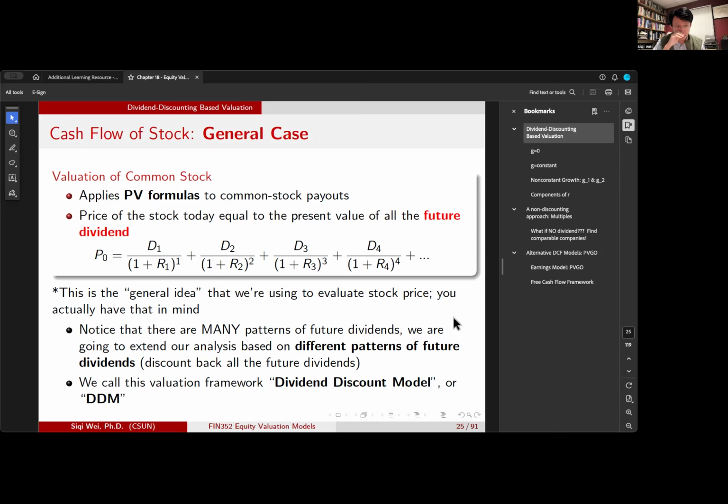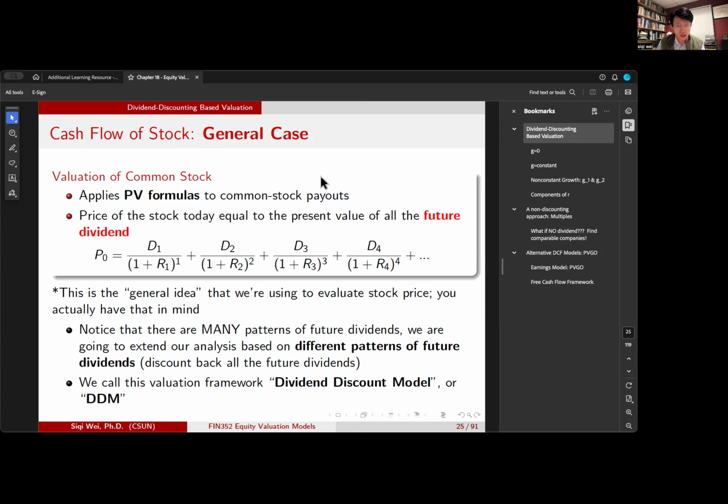Now, last time we covered the very first type of equity valuation models, which is the dividend discounting based valuation approach. That is essentially derived from the DCF model, the discounted cash flow model. So we assume firms constantly pay dividends, and the value of the stock is nothing more than the discounted value of future expected dividends with an appropriate discount rate.